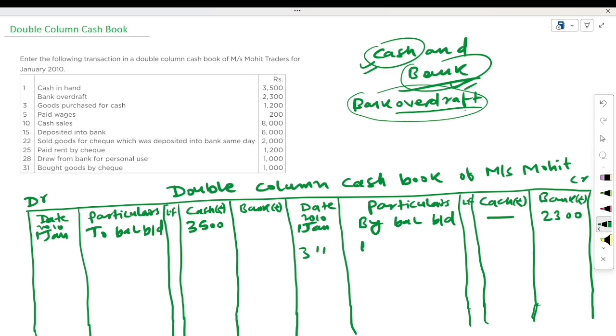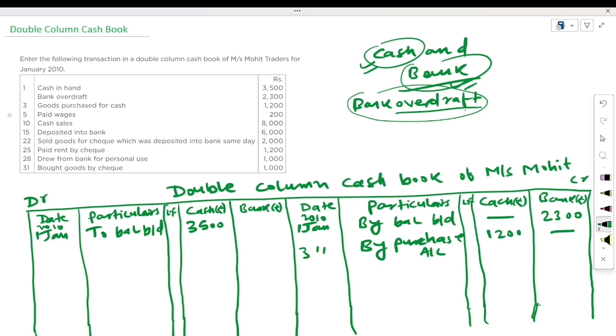Now come to the next transaction, which is goods purchased for cash on 3rd January. They are purchasing goods through cash, so we can record this in the cash book. If goods are purchased on credit, or goods are sold on credit, these types of transactions will not be recorded here. Remember the point. Purchase account through cash, how much is the amount? 1200. We will write here on the cash payment side 1200.